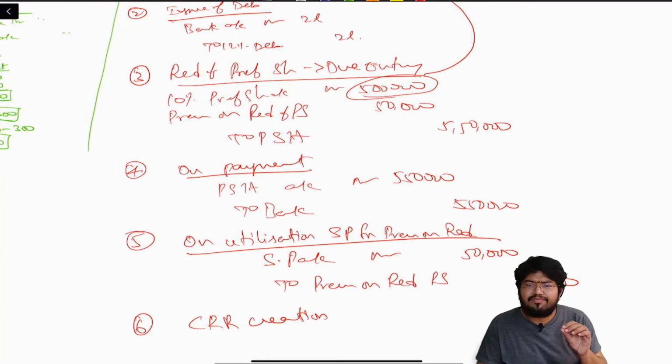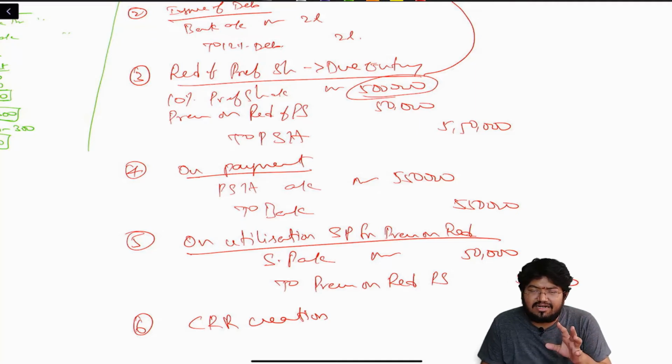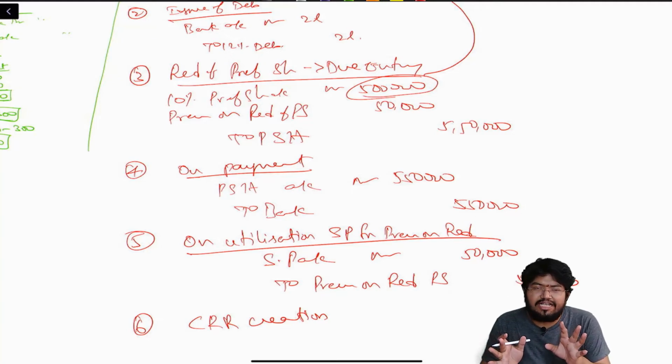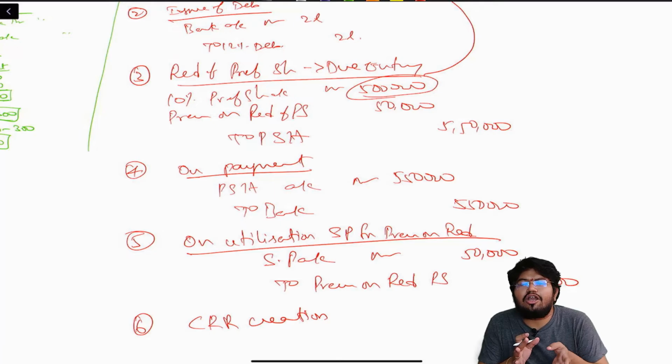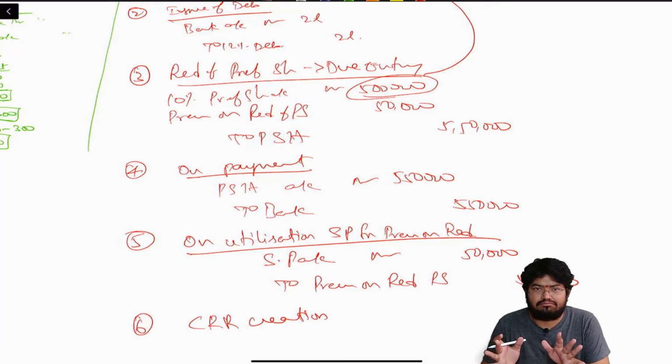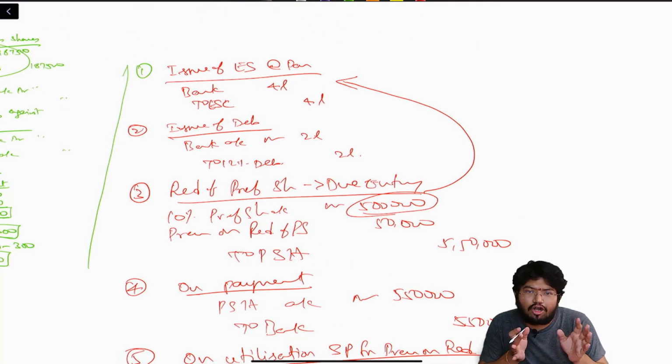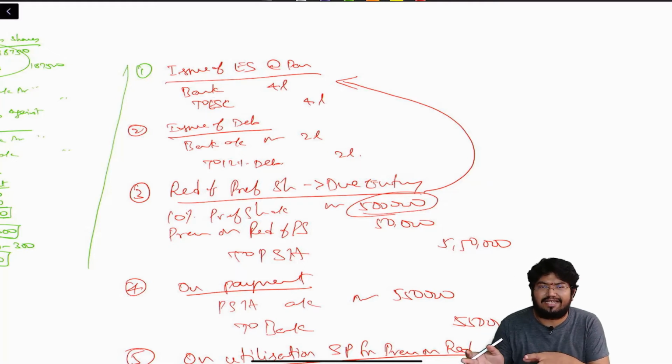I'll repeat once again. Whenever you have redemption of shares, check whether that is being redeemed out of fresh capital or out of own funds or any other source. If it is by issue of fresh capital, you need not create CRR to that extent. Here you are raising 2 lakh rupees by issue of debentures. That is not fresh capital, that is a liability. So, to the extent of 4 lakhs that you are raising as fresh capital, you need not create CRR.